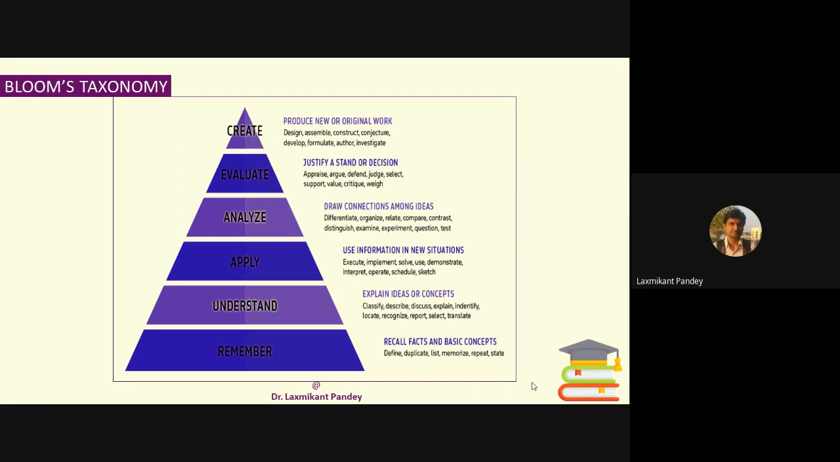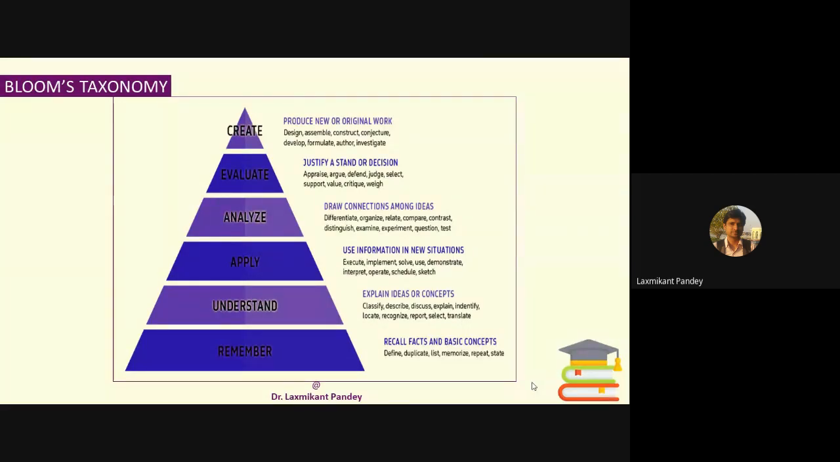In my coming slide, I'm going to discuss in detail project based learning. The main motto of project based learning is to evaluate and create, and after that analyze. So evaluation and creation: whatever you are teaching to the students, is that knowledge going to create some new product? That is very important.